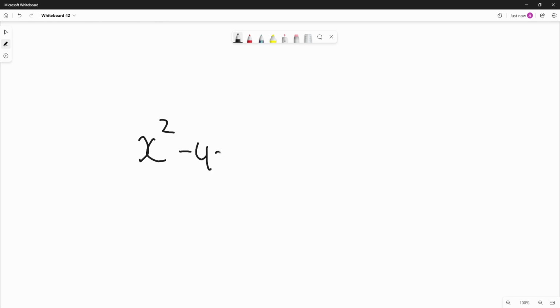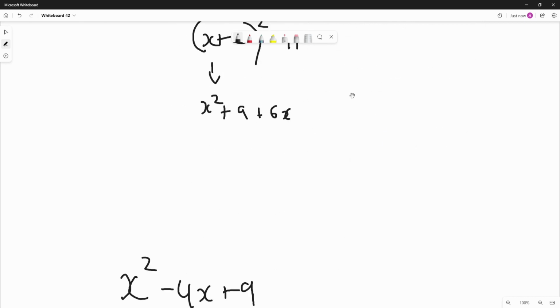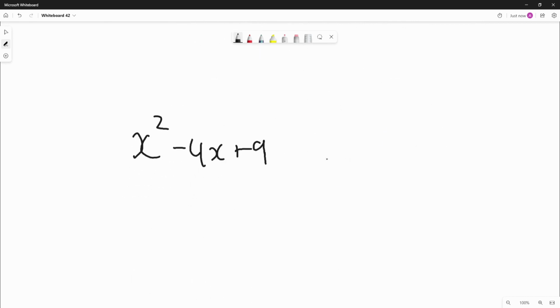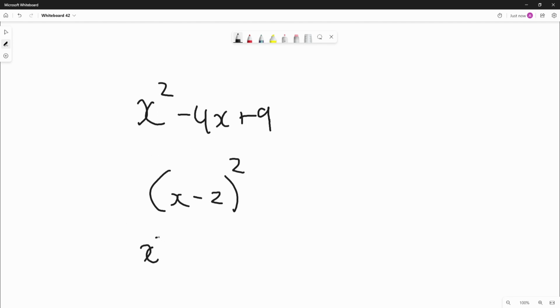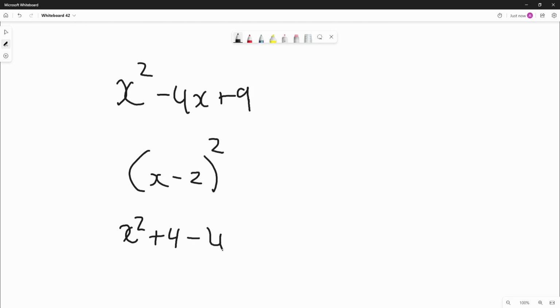x squared minus 4x plus 9, and we want it in this form. Again, you want to divide the middle number by 2 to give you x minus 2, and you square that. If you expand this out, you're going to get x squared plus 4 minus 4x. Now you want a 9. What would you have to add on to the 4 to get 9? Well, you'd have to add on 5.